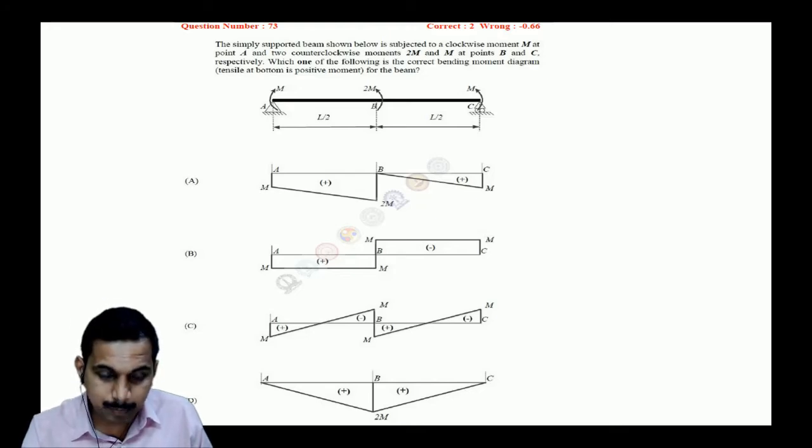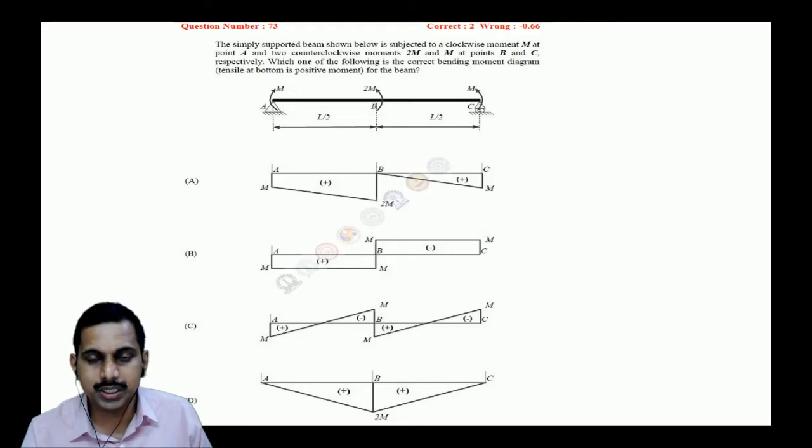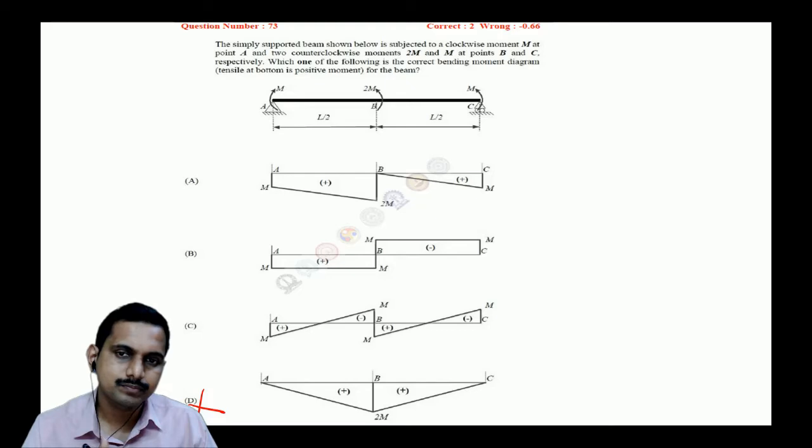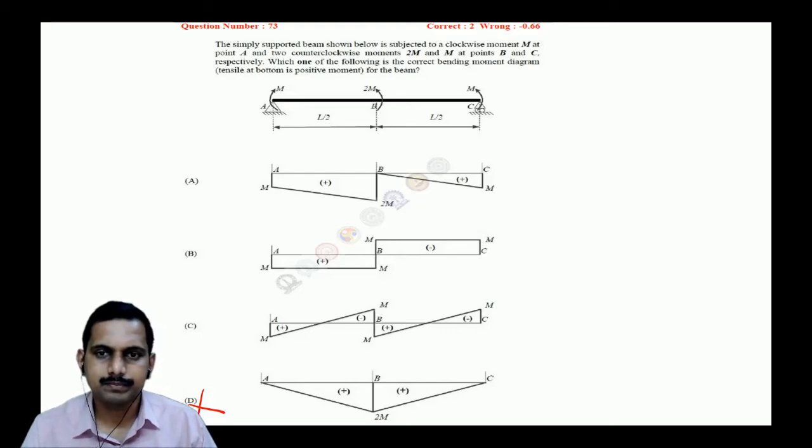So a concentrated couple on point A should induce a jump here, is it not? That's one of the ways. So D is rejected. What about B? Can you reject B or not? On what basis can I reject B?